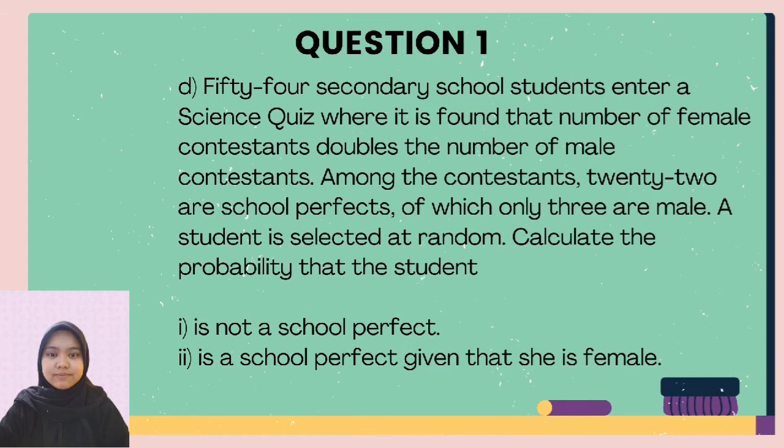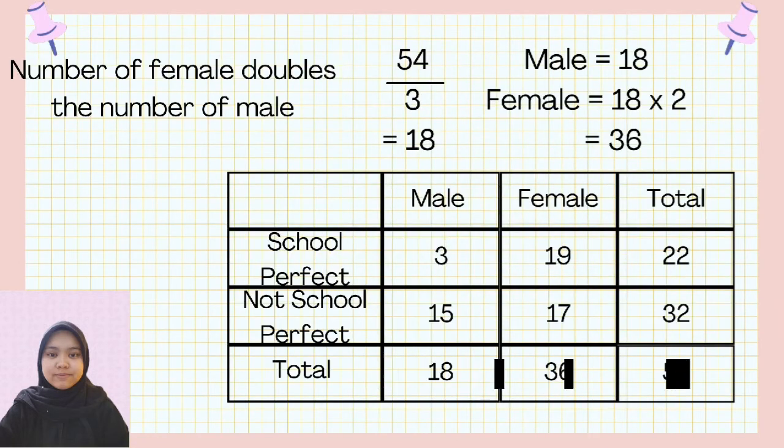Question 1d. 54 secondary school students enter a science quiz where it is found that the number of female contestants doubles the number of male contestants. Among the contestants, 22 are school prefects, of which only 3 are male. A student is selected at random. Calculate the probability that the student is not a school prefect, and is a school prefect given that she is female. The number of females doubles the number of males. 54 we can divide by 3 and get male is 18 and female is 36.